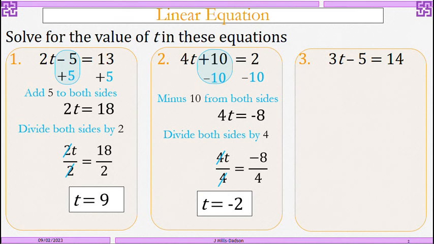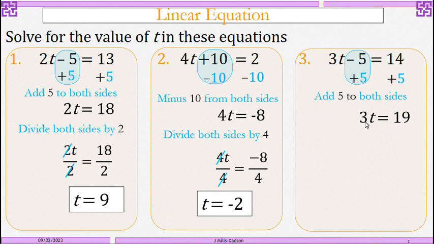I hope you've done it. So we need to get rid of negative 5 first. Reversing it, or the balancing method, is to add 5 to both sides. So minus 5 plus 5 is 0, so you have only 3t on this side. And 14 plus 5 is 19.